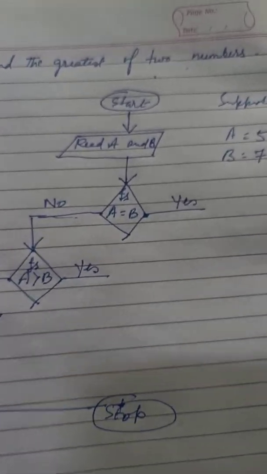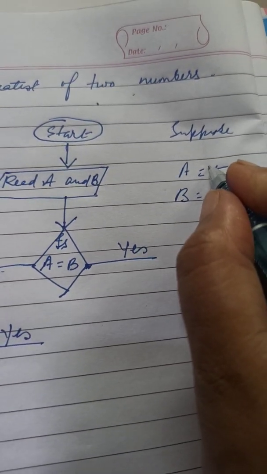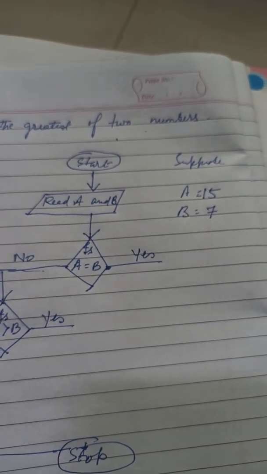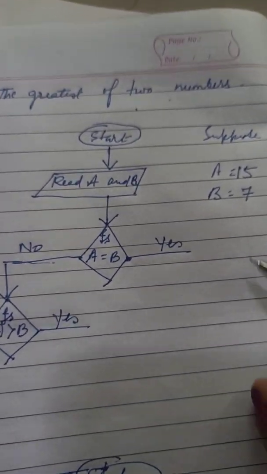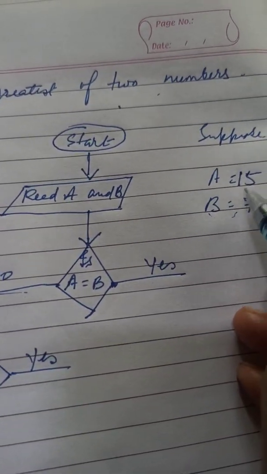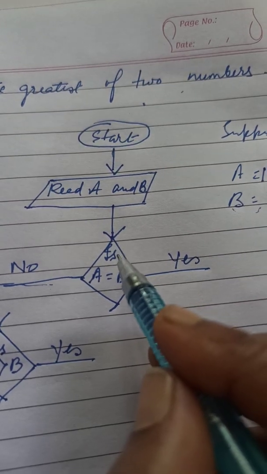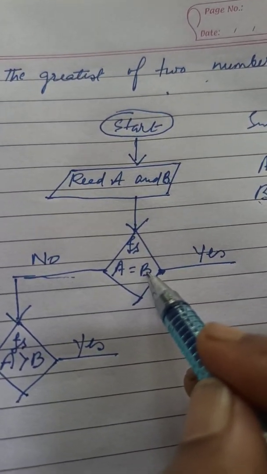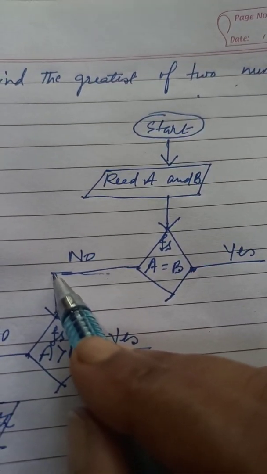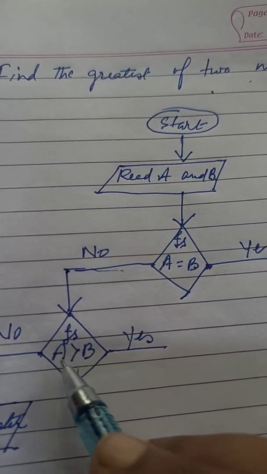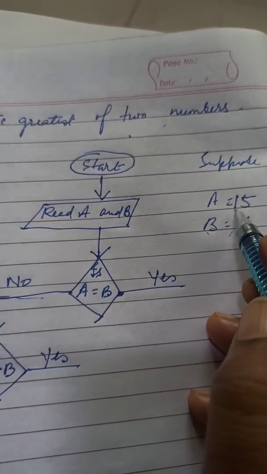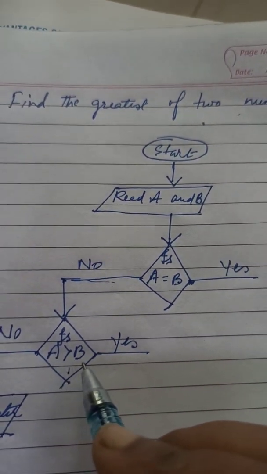Now let us take another condition where the user has entered the value 15 for A and 7 for B. Now when my inputs are changed, when A becomes 15 and B becomes 7, what happens in this case? Is A equal to B? Again my answer is no. Then after moving on to this part, is A greater than B? Then my answer is yes, because now the values are 15 and 7, so A is greater than B.